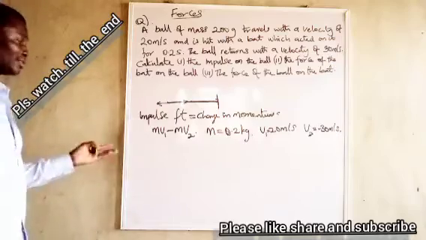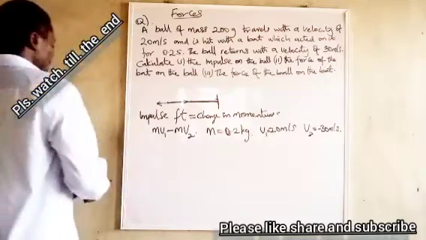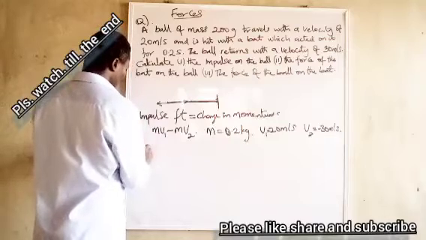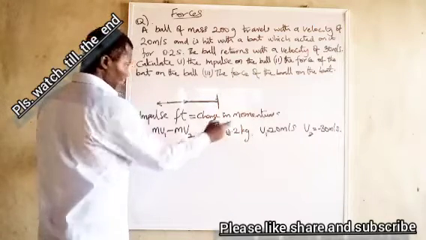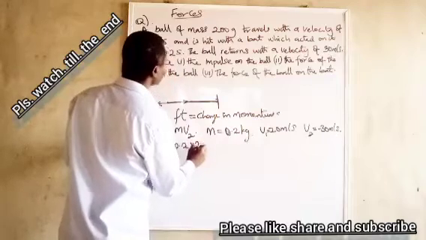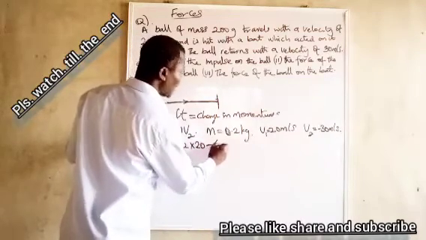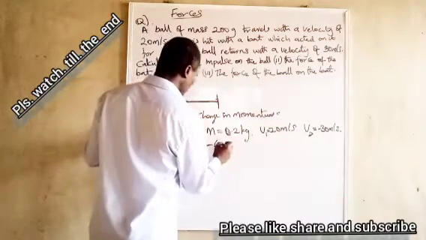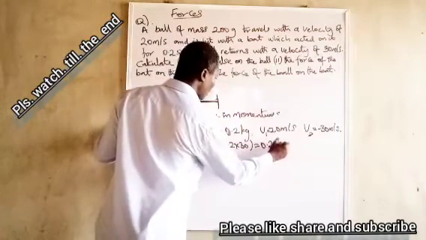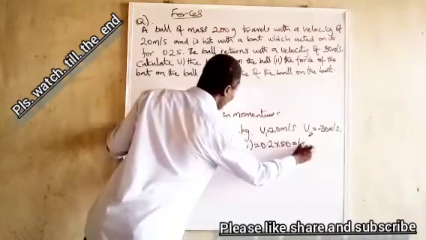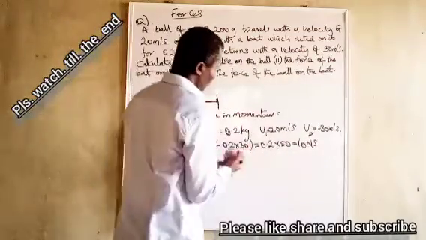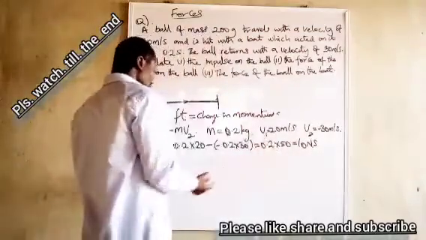I said it. When you are treating momentum, you must put the direction into consideration and handle it as a vector. Therefore, impulse will be equal to 0.2 times 20 minus 0.2 times minus 30, which is 0.2 times 50, which is equal to 10 newton seconds or kilogram meter per second.